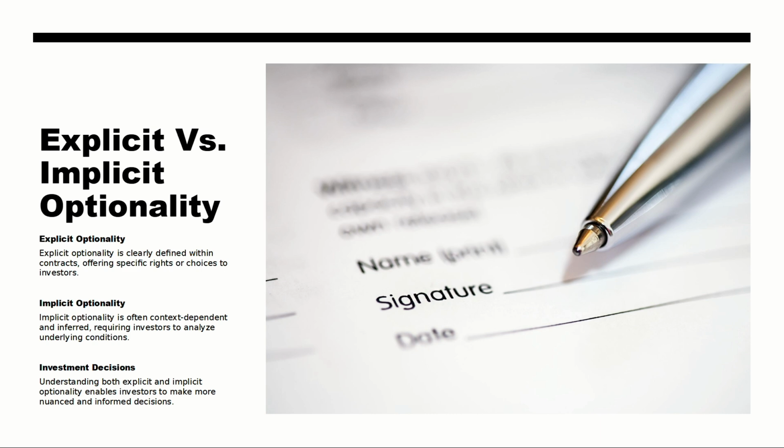Explicit versus implicit optionality. Explicit optionality is clearly defined within contracts, offering specific rights or choices to investors. Implicit optionality is often context dependent and inferred, requiring investors to analyze underlying conditions. Understanding both explicit and implicit optionality enables investors to make more nuanced and informed decisions.